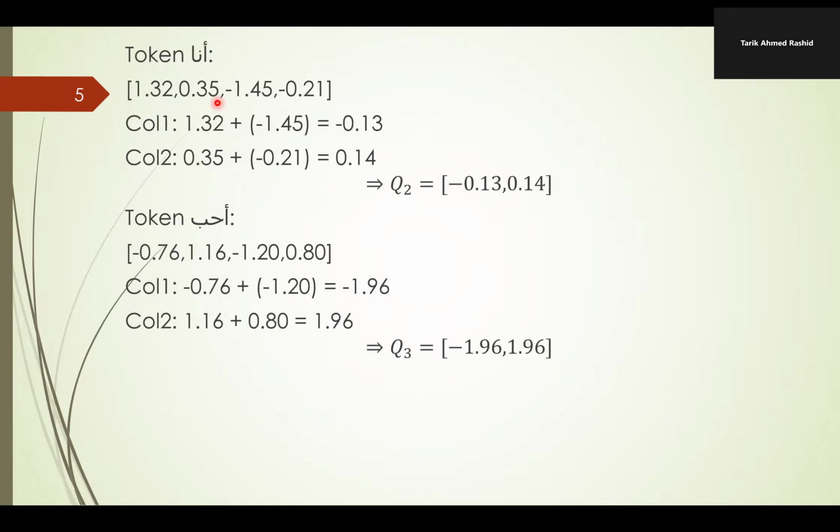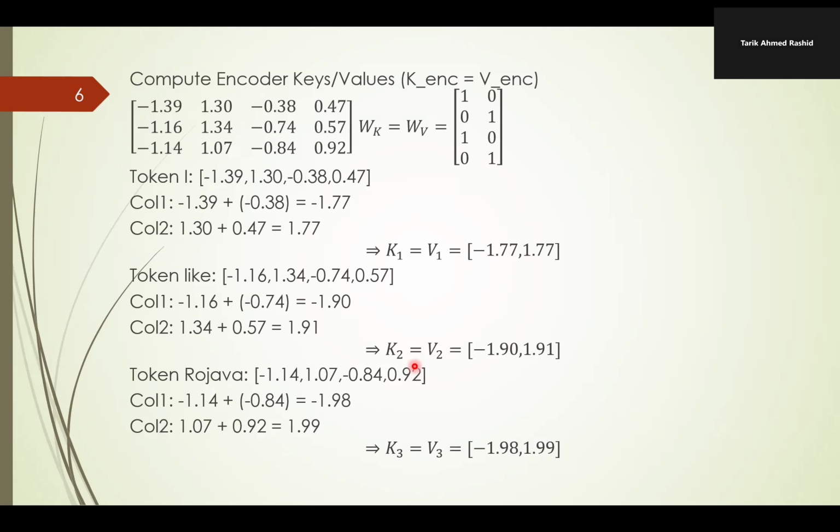Likewise, we will do the same for each token. That is all for the start token. This is for the ANA token, the second word. We will get these values with the same operation and similar approach, and then we will get the same for AHAB, the third token. So we have Q1, Q2, Q3, and each one of them represents a token.